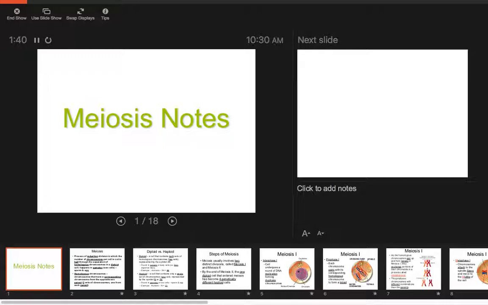So what types of cells does this happen to? Well, it happens to what we call our gametes. Gametes is a fancy word for our sex cells. So when you're talking about humans, that would be your sperm cells for males and what are called your ovum or your eggs for females. And this process is how we get these types of cells.